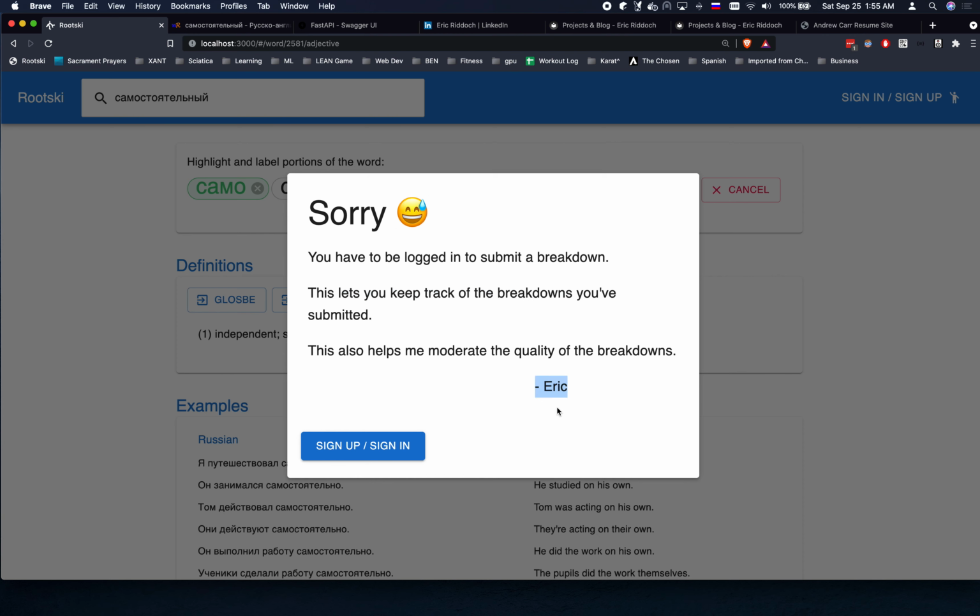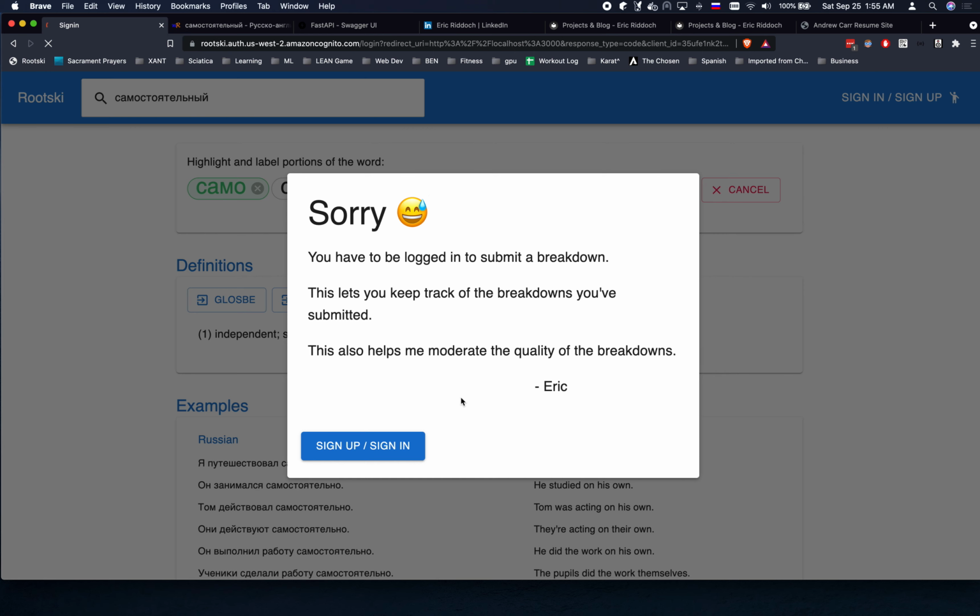So this is like a personal letter from me, the developer. If you want, we can give more credit to the contributors of Rootski. I'm totally fine with that. So we can sign it from the Rootski team or from, I don't know, specific names, whatever. So I'll click sign up or sign in. Very cool. Definitely going to sign in. Is it going to work?